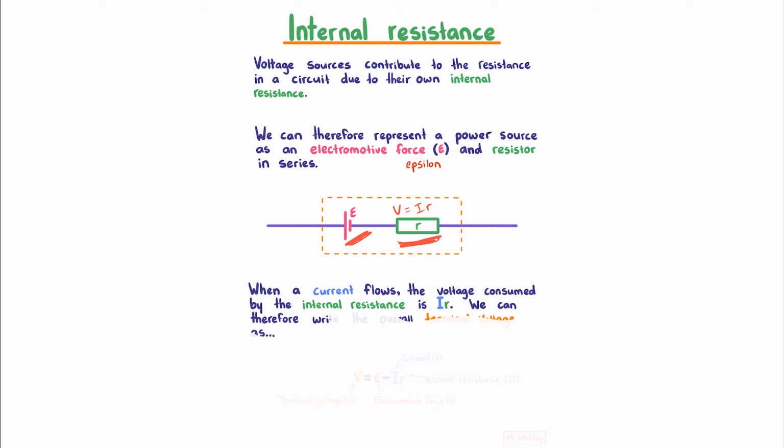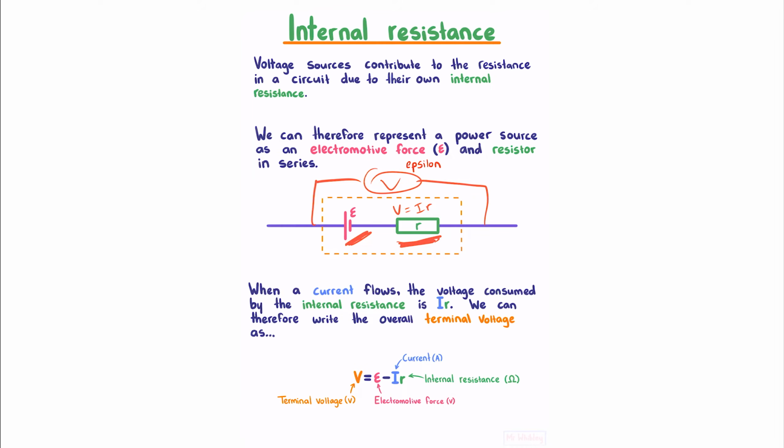We can therefore write the overall terminal voltage, whereby by terminal voltage I mean the voltage across the entire component, if you were to put a voltmeter here, as the terminal voltage is the electromotive force minus IR, which is the voltage lost to the internal resistance. And so the overall voltage is the voltage supplied by our electromotive force minus the voltage lost to our internal resistance. Let's use this in an example.